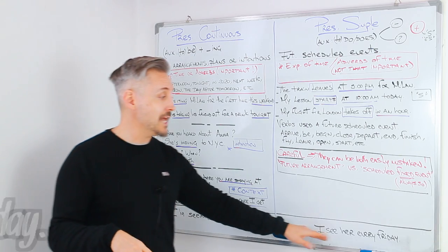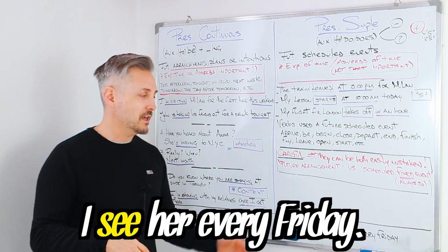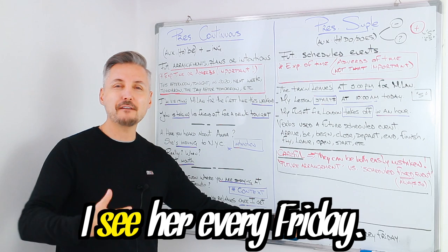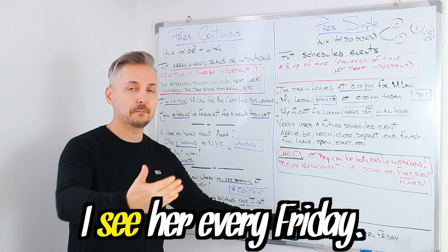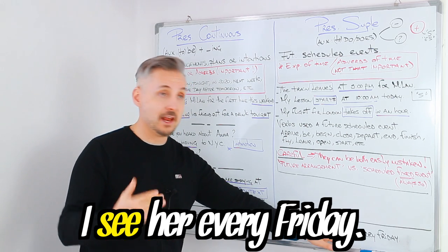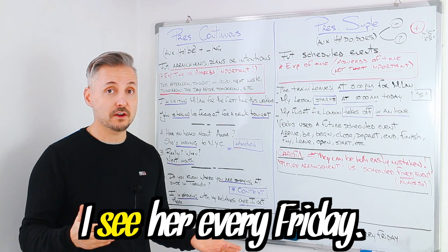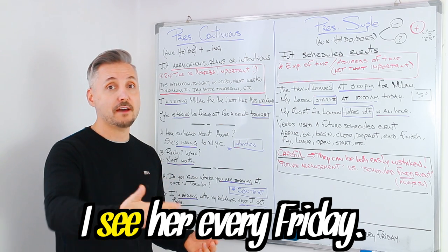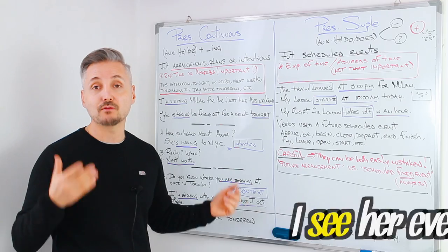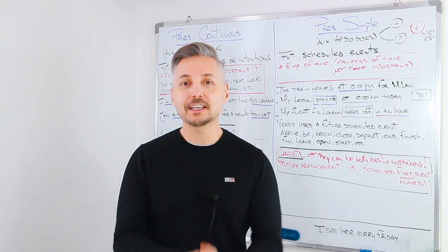Versus, I see her every Friday. This is a habit, right? Every Friday I see her. So that means that there are many Fridays in a year and I see her every Friday. It's actually a routine.